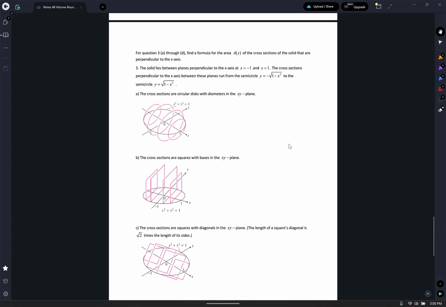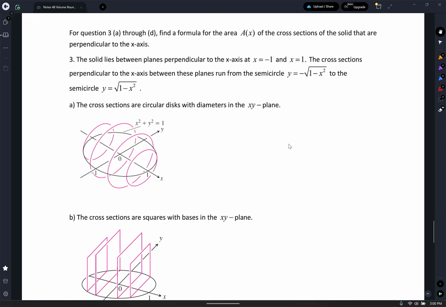All right, so question 3, it says, let's see, find the cross section. The solid lies between planes perpendicular to the x-axis at x equals -1 and 1. The cross sections perpendicular to the x-axis between these planes run from the semicircle y equals negative square root of 1 minus x squared, to the semicircle y equals positive square root of 1 minus x squared. Here's the x and y axis in a three-dimensional shape.